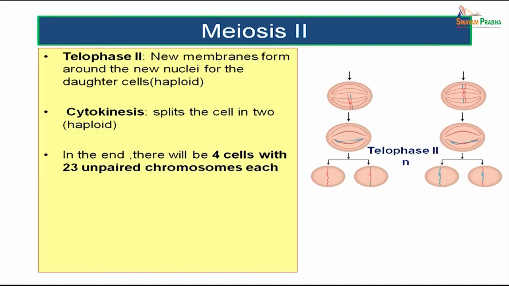Because at the end of meiosis 1, we had paired chromosomes, but at the end of meiosis 2 we will be having unpaired chromosomes. That is the point which you have to keep in mind. So this is the unpaired haploid number.